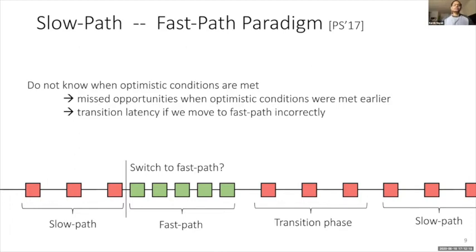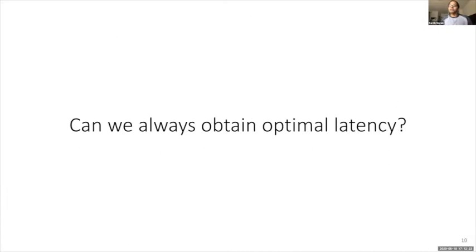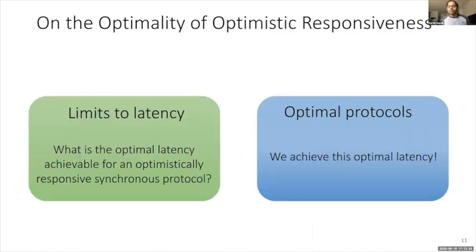So in this work, we ask, can we actually get rid of this notion of fast path and slow path, and can we always obtain optimal latency for such protocols? Well, before answering whether we can obtain optimal latency, first we need to understand what it even means to achieve optimal latency in this situation, or what is the optimal latency achievable for any optimistically responsive synchronous protocol. Once we discuss what these limits are, we will move on to actually achieving this optimal latency.